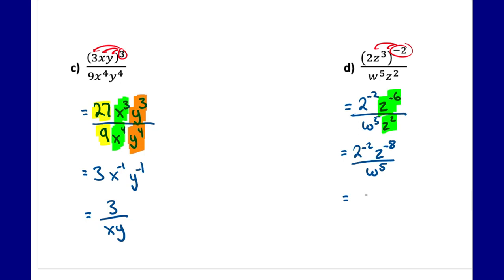I can bring my two negative powers down. There's nothing left up on top, so I'm going to leave it as 1 for a placeholder. So I get 2 squared w5 z8. And I can simplify 2 squared to be 1 over 4 w5 z8. And that is my simplified expression.